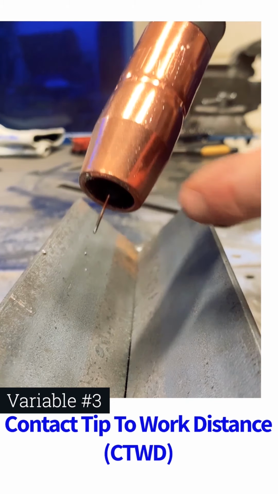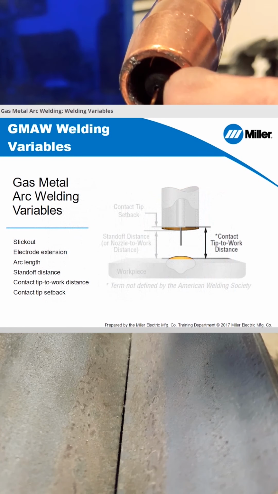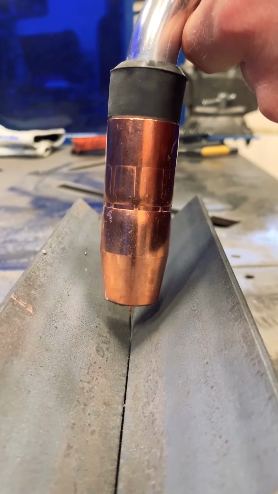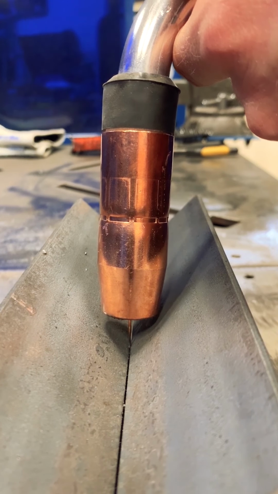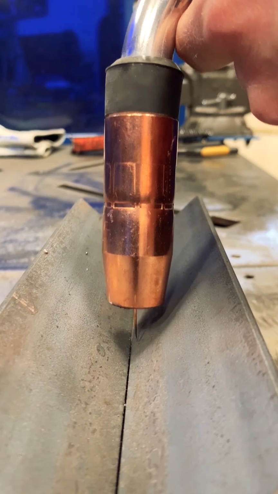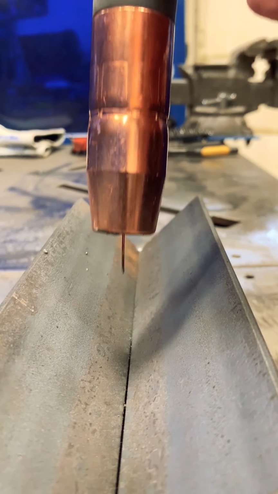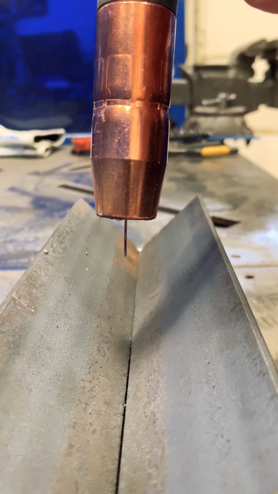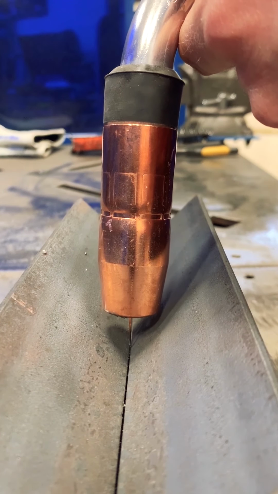Contact tip to work distance is the distance from the contact tip surface to the very edge of the surface of my wire. In this case, you can see in the example, this is how far my contact tip to work distance is. I can also vary that by my hand movements in and out. I can increase my contact tip to work distance, and I can decrease my contact tip to work distance.